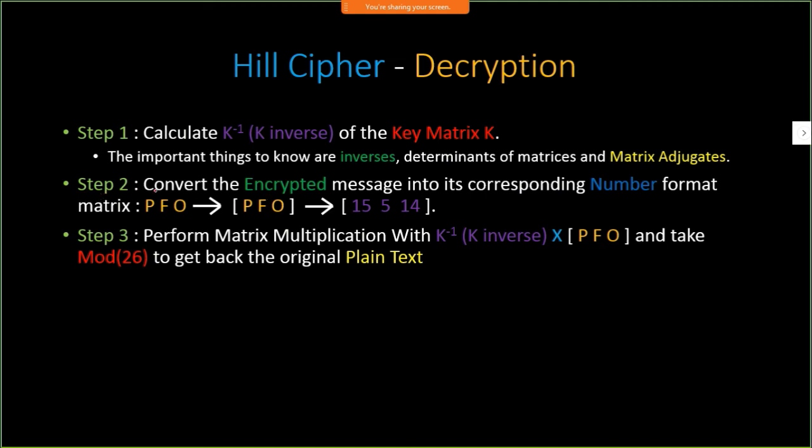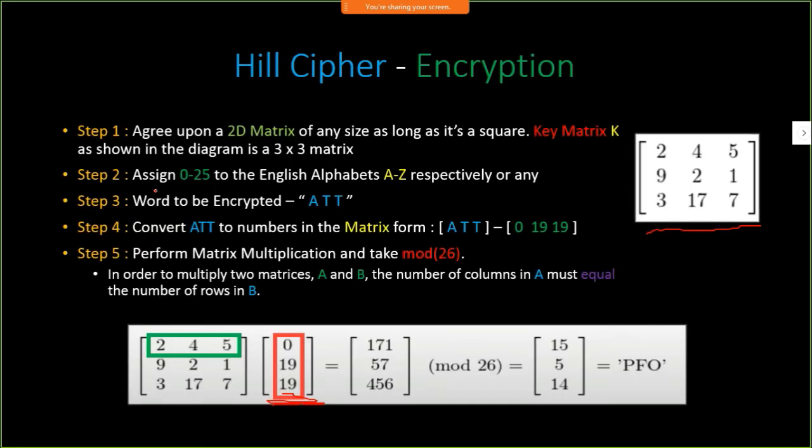Step 2: Convert the encrypted message into its corresponding number format. The encrypted message is PFO. So that is the last one, I get the matrix in the encrypted message. It is PFO. You can call this the ciphertext, and ATT the plain text. If ATT is the plain text, then we get the ciphertext PFO.